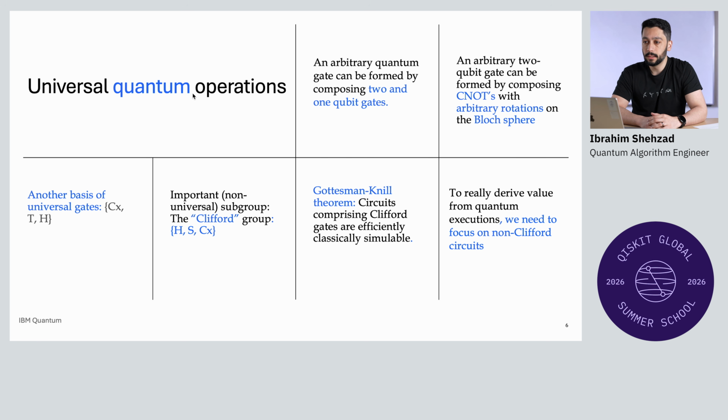What this means then is that to actually see the value of quantum circuits executed on quantum hardware, we must focus on circuits involving gates that sit outside of the Clifford group. And so, for example, circuits involving arbitrary rotations fall into that category.